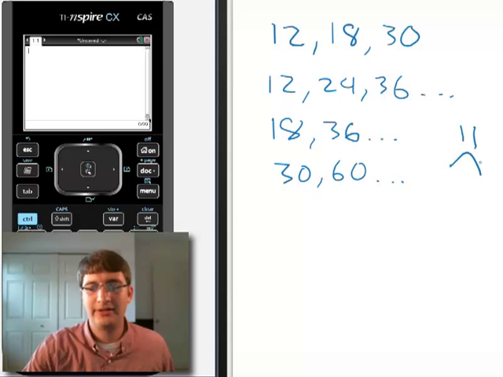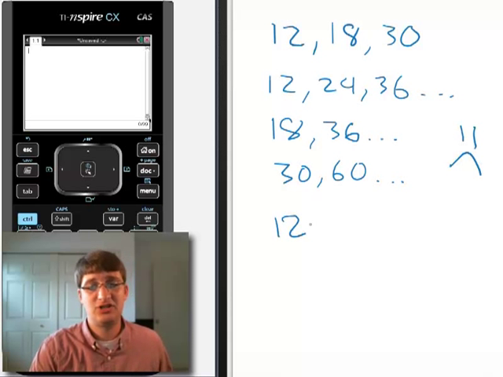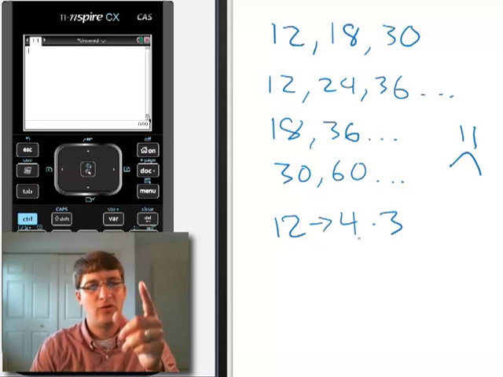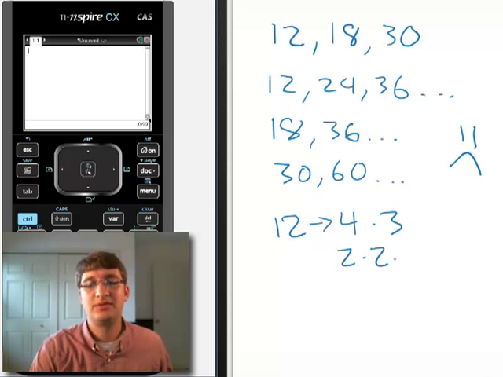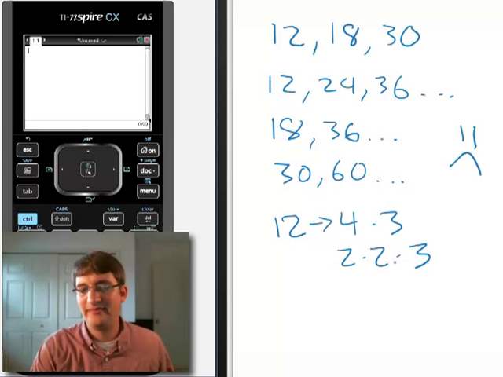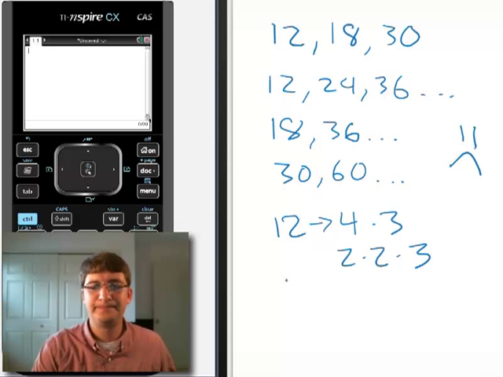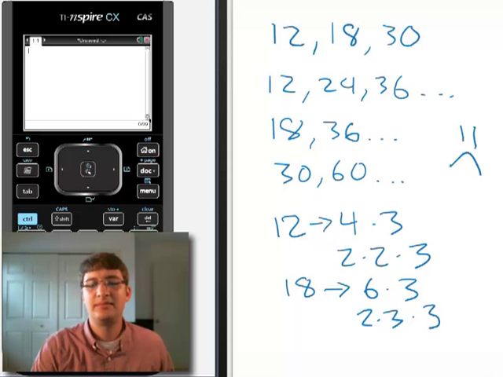Let's try this other method we learned. So let's look at 12. The prime factorization of 12 is just going to be 4 times 3. Oh, 4 can be broken down. So let's break that down to 2 times 2 times 3. All 3 of those numbers are prime factors, so that is it. Let's look at the next one, 18. 18 can be broken down to, let's say, 6 times 3. Oh, 6 can be broken down some more. 2 times 3 times 3. So there's the prime factorization of 18.